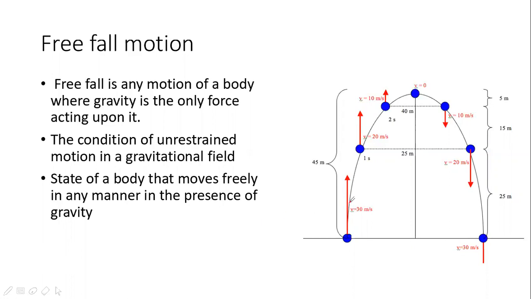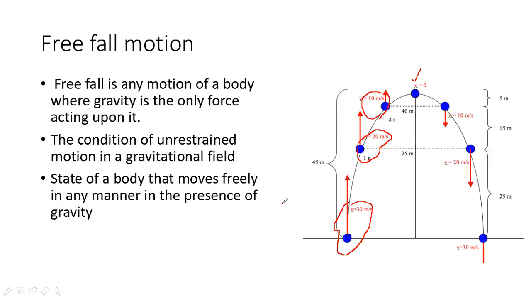The two-dimensional motion of a body is shown in the diagram. Here the initial velocity of the body is 30 meters per second. The same body then has 20 meters per second velocity. So there is a decrease in velocity. There is a further decrease in velocity for the same body. And finally it comes to rest at the maximum height.